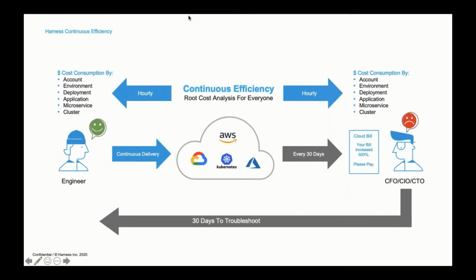Well, without continuous efficiency, that would require lots of tagging, right? So as an engineer, if you're building something new, maybe you might have tag discipline, but if you're coming in the middle, like most of us are, it's anybody's guess. Why is this pod in this application using this much resources?